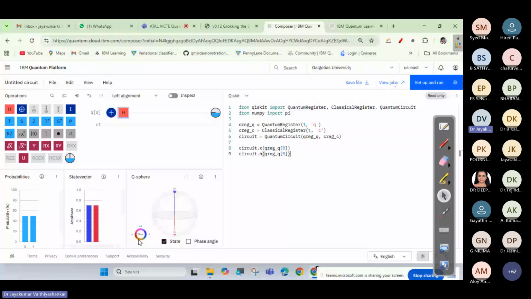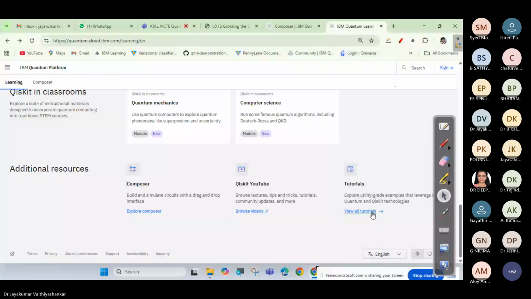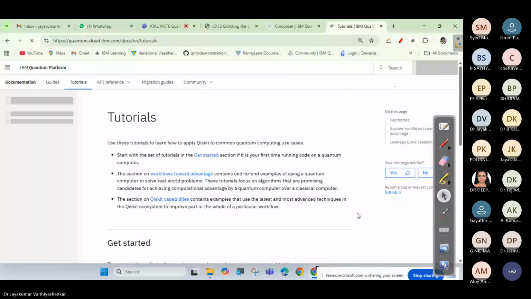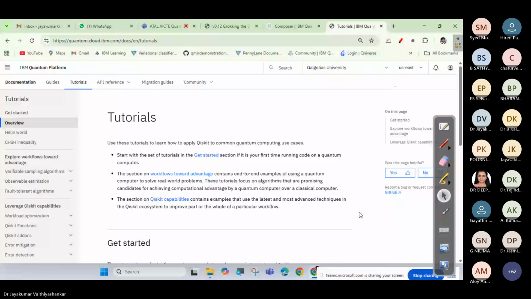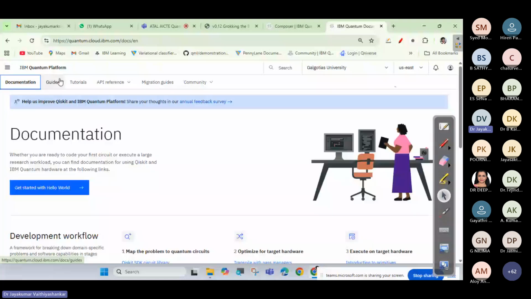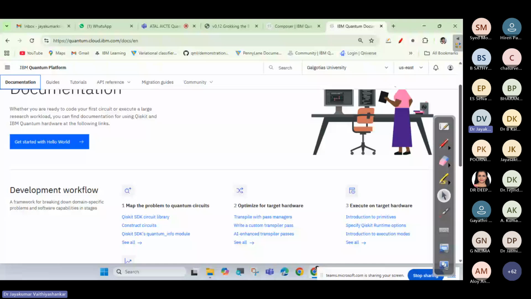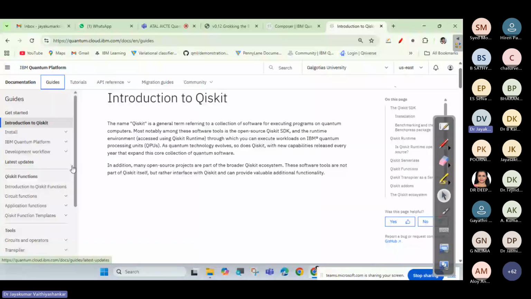So likewise, you can explore this tool more and more. There are so many tutorials for the IBM Qiskit circuit. So come over here, you can click tutorials. So many tutorials they gave. Okay. If you go for documentation, they will have so many documentation, right? If you want gate, they will give gate. So circuit and operators.